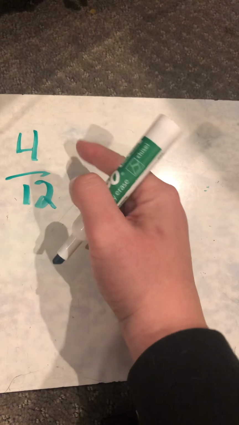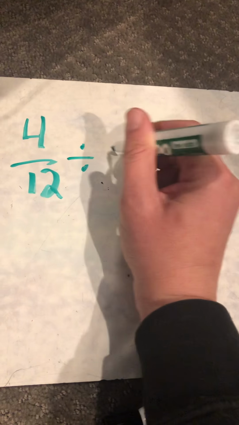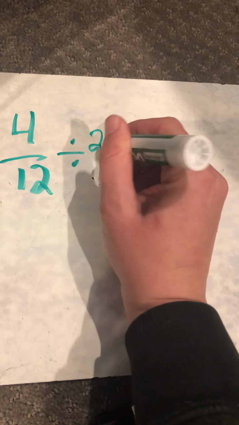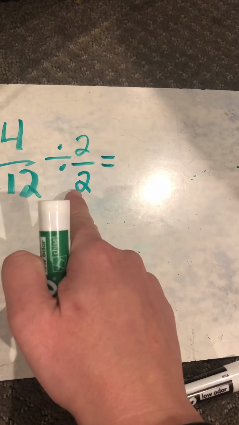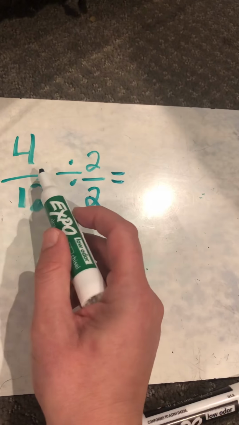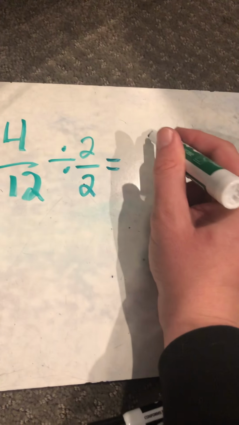Okay, so I know that 2 can go into 4 and 2 can go into 12, so I'm going to actually use division. This is kind of just if you want to challenge yourself. So it's like multiplication, instead you're dividing though. So you're making it smaller, you're not making it big. So 4 divided by 2. Well, 4 divided by 2 is 2.